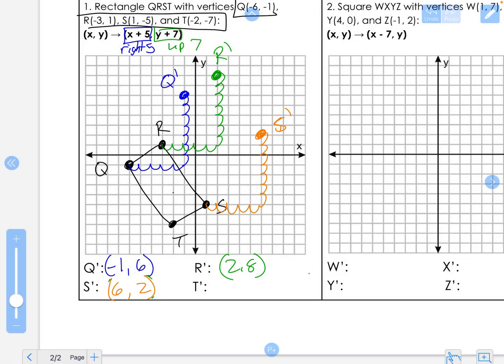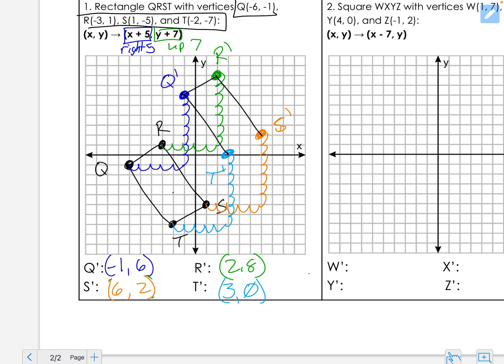And we have our last one, which is T. 1, 2, 3, 4, 5, 1, 2, 3, 4, 5, 6, 7. So this should be T prime. And if T is a negative 2 plus 5 should get me a positive 3. Negative 7 plus 7 should get me 0, which yes, in fact, is where it is. And then if we play connect the dots, Q, R, S, T prime should be the same size. It should be the same shape. Everything should be the same distance. They should be congruent figures.